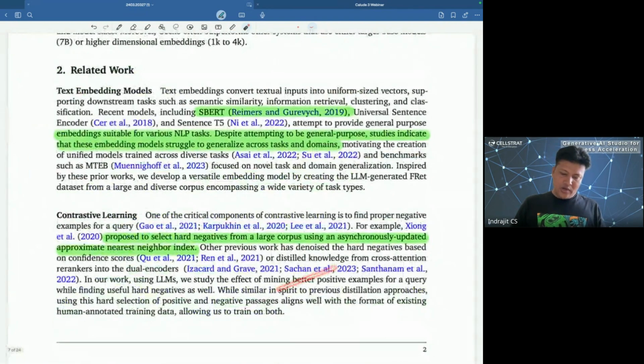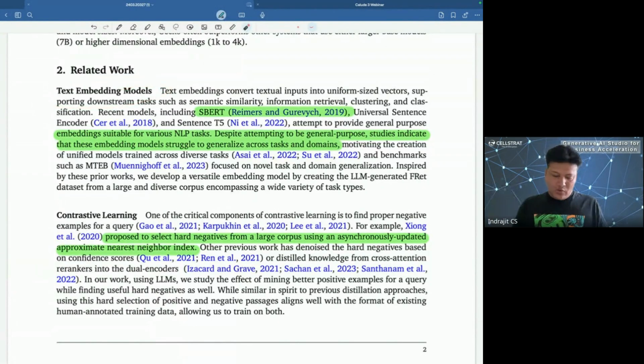There is a lot of related work, like SBERT. SBERT has been very popular and was good. I have also used it for so long, for 2-3 years in a project. It is really a good model. And then we have Universal Sentence Encoder and Sentence-T5, which attempt to provide general purpose embeddings suitable for various NLP tasks. Despite attempting to be general purpose, studies indicate that these embedding models struggle to generalize across tasks and domains. This is one of the challenges that the Gecko model is solving here, motivating the creation of unified models trained across diverse tasks and benchmarks such as MTEB. Okay, so these are the text embedding models that we have.